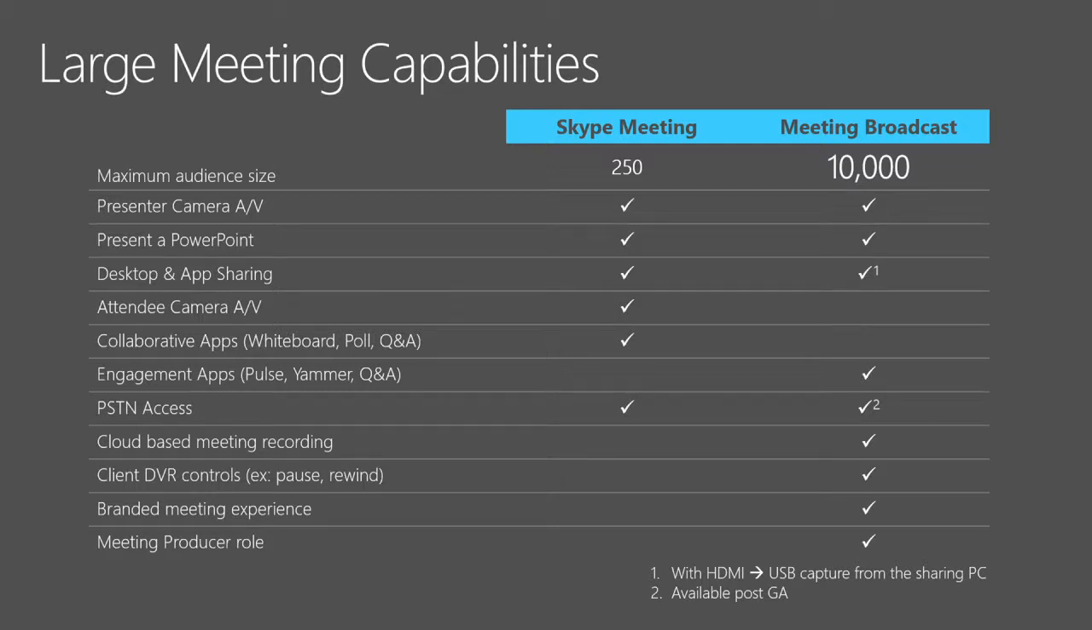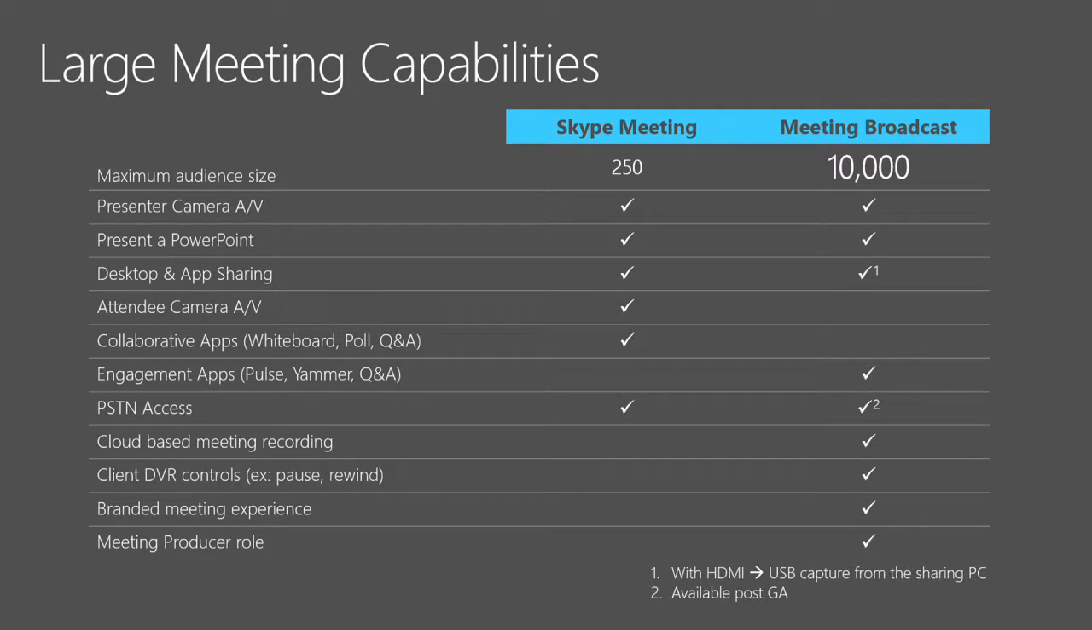PSTN access may be a problem for some customers. Initially, we're not going to be able to have people dial in to the broadcast channel. We know that a single-digit percentage today of large broadcast meetings still do have people dialing in. We know this is a big gap. We have a plan for this, and we'll hopefully be ready to talk about that closer to the end of the calendar year, but it won't be in the box as we launch.